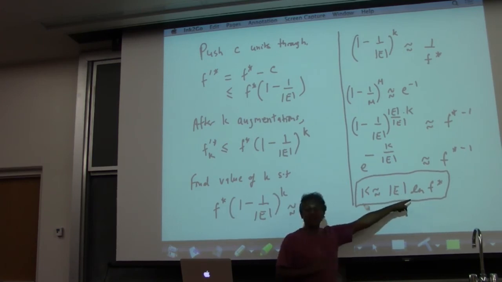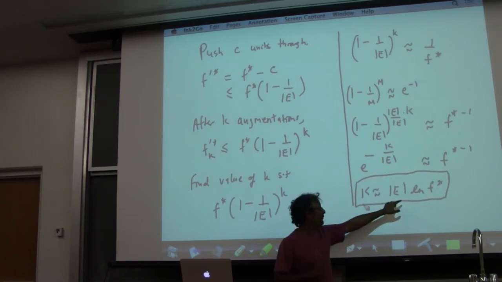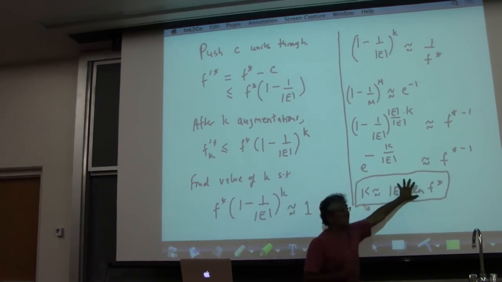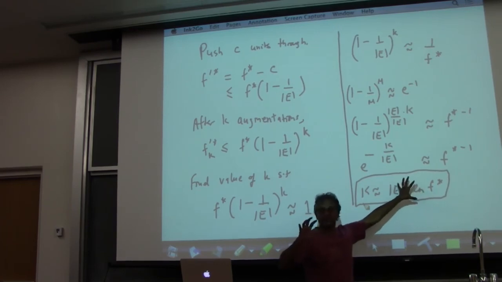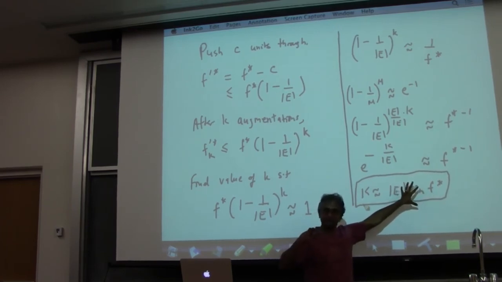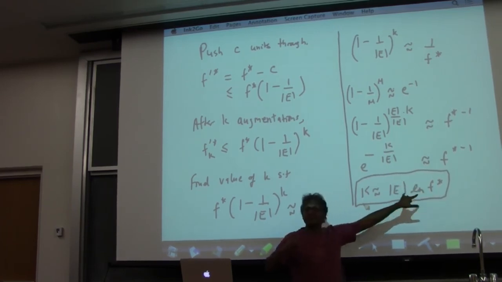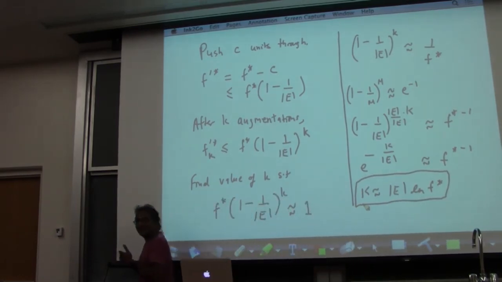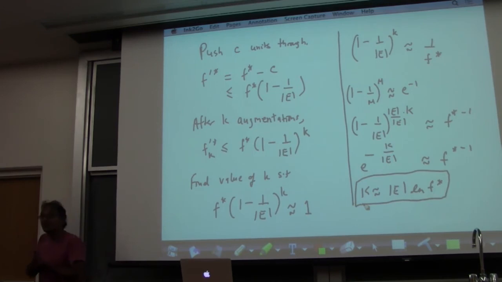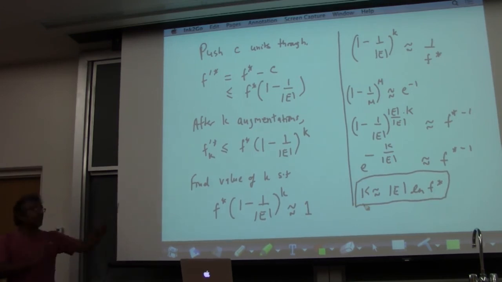And now, if you compare this to the original Ford-Fulkerson, instead of this, you have C, which is F star, if you wish, the total capacity. Right? So this is a lot better. This is log of that. And that's what we need to get polynomial. Now our running time depends on the log of the numbers in the input. And that's why this is polynomial time versus that.